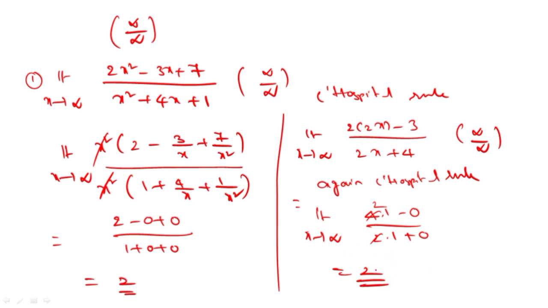Likewise you should apply L'Hopital rule according to the power of x. Because of this x square, you have to apply it 2 times. If it is x power 4, you should be applying it 4 times. Instead of that, you should take the highest power as common. That will be easy. Whatever you like, you can go.